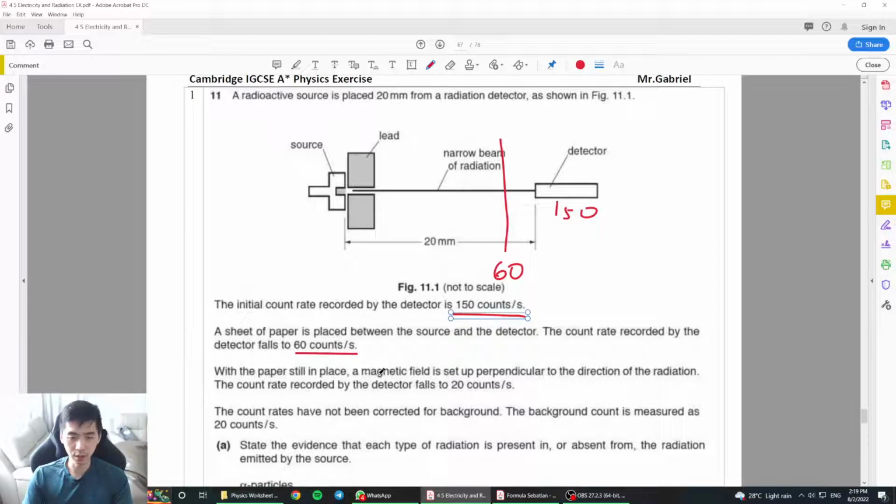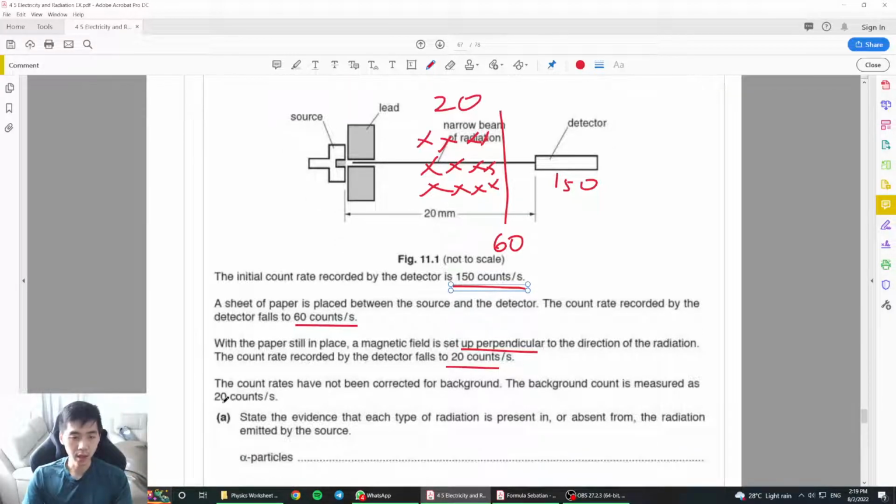With the paper still in place, a magnetic field is set up perpendicularly. So it could be either going into the screen or out of the screen, right? And when I set it perpendicularly to the direction of radiation, the count rate recorded falls to 20, right? From 60 yet again it falls to 20. And after that they say that the count rate has not been corrected for background. The background radiation is somewhere around 20 counts per minute.